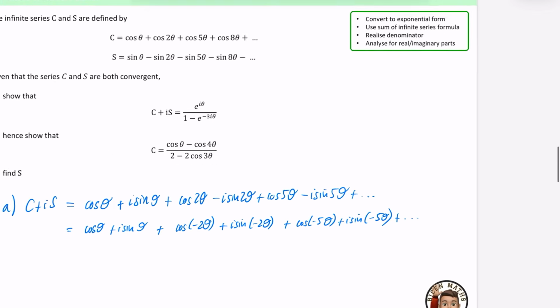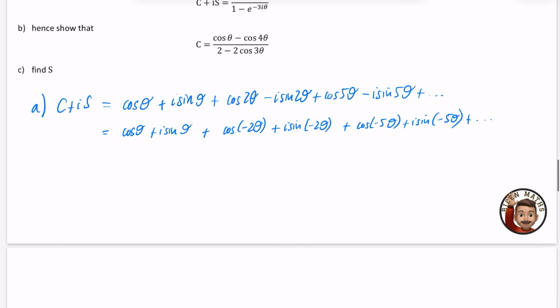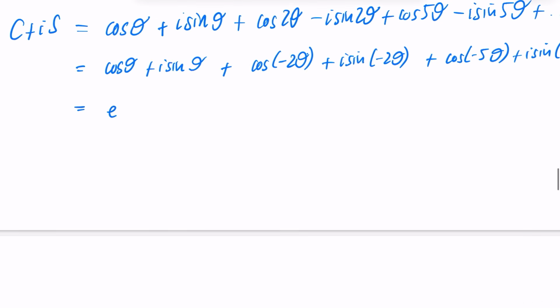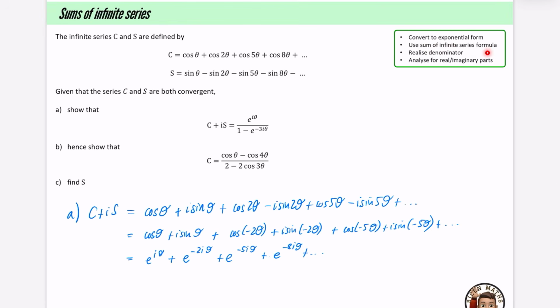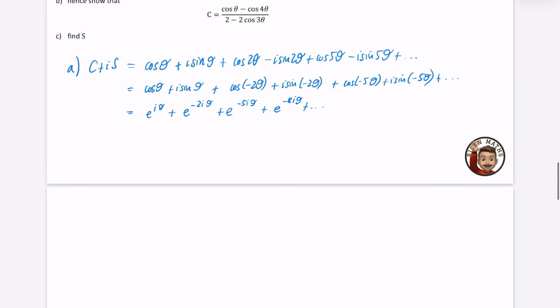The first step I said was to convert it to exponential. So we have e to the I theta. Then we have e to the minus 2i theta. Then we have e to the minus 5i theta. If we wanted to, the next one would be e to the minus 8i theta. And that just keeps going. So this is a type of series that we've got here. This is a geometric series. And the next step is to use the sum of an infinite series formula that we have for this.